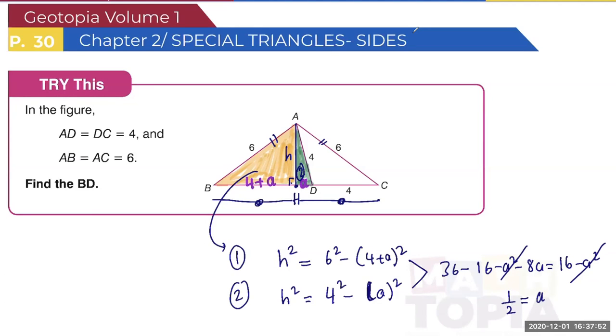Once you find A equals 1/2, what is next? Well, we can plug in 1/2, because we need to find BD, which is the combined length 4 plus A plus A. So 4 plus 1/2 plus 1/2 is the same as 4 plus 1, which means BD is equal to 5. BD becomes 5. That is correct. Good.